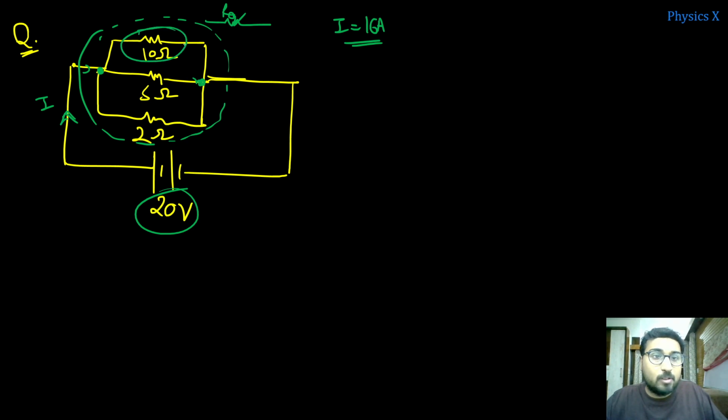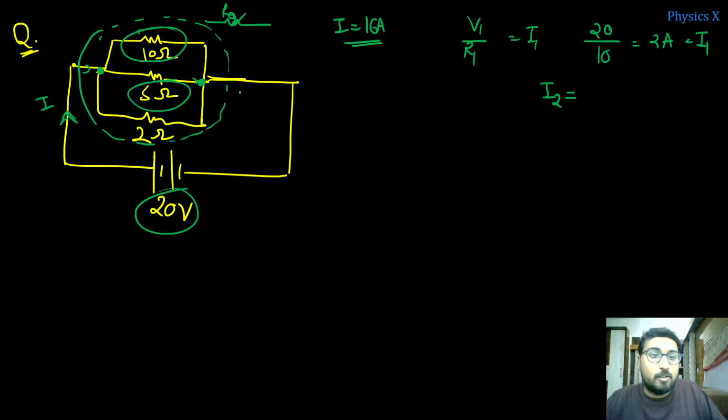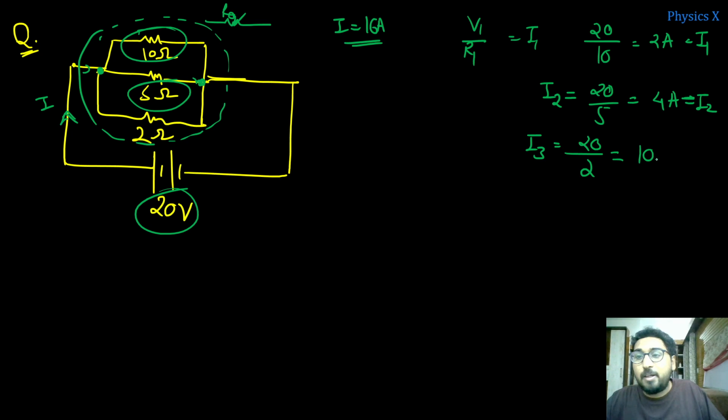Now across this 10 ohm resistor, the voltage is V1, and V1 by R1 will be the current I1. V1 for all the voltages is going to be the same, because this is a parallel combination. So V is nothing but 20, and with R1 it is going to be 2 amperes current, that is I1. Similarly, if you find the value of I2, it will be total voltage upon this resistance, which is 20 by 5. It is going to be 4 ampere. This is your I2. I3 is going to be 20 by 2, which is going to be 10 amperes.